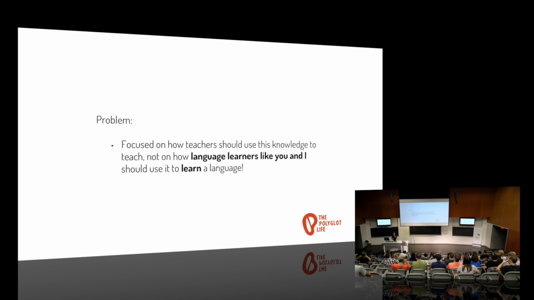Now, the problem with the lexical approach and with all this linguistic research that I found is that it was very much focused on how teachers should use this knowledge to teach languages, which exercises they should give their students so they would find the chunks. How can they draw the attention of the students to these chunks. But there was not that much focus on how language learners like you and I should use this to learn a language, how we should do this.